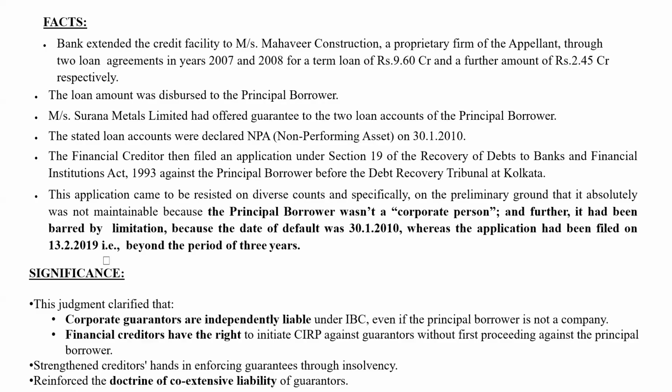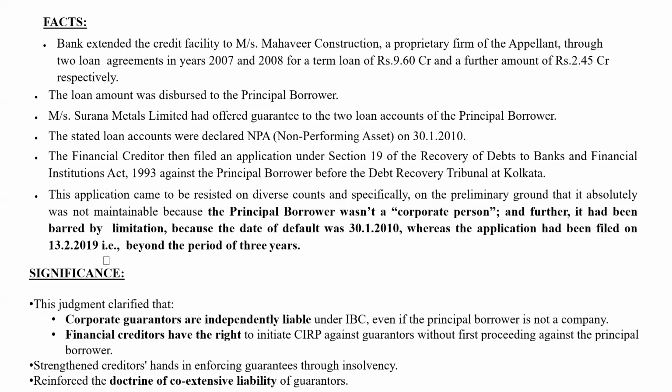The financial creditor then filed an application under Section 19 of the Recovery of Debts to Banks and Financial Institutions Act, 1993 against the principal borrower before the DRT at Kolkata. This application came to be resisted on diverse counts and specifically on the preliminary count that it was not maintainable because the principal borrower wasn't a corporate person, and further it had been barred by limitation because the date of default was 31/2010, whereas the application had been filed on 13/2/2019, that is beyond the period of 3 years.